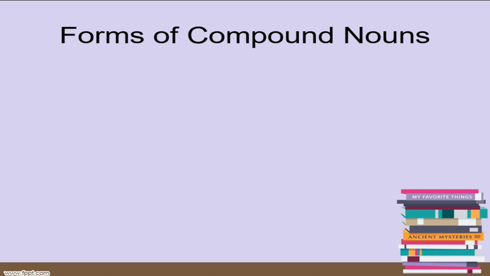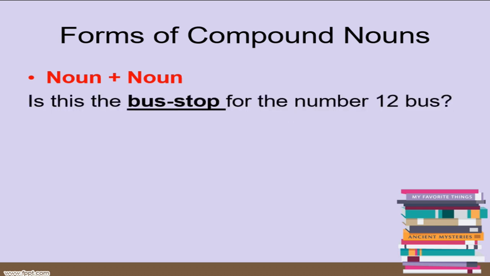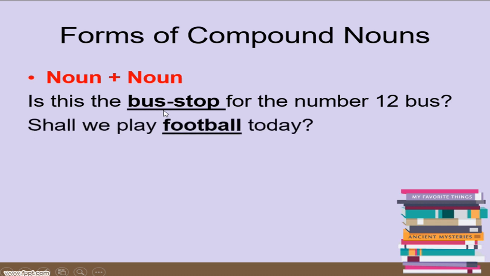Now, what are the forms of the compound nouns? Let's see them together. Number one, a noun with a noun. For example, is this the bus-stop for the number 12 bus? So our example here talks about this word, bus stop. Stop here means station. So these are two words, two nouns. Shall we play football today? Football, so it's foot and ball.